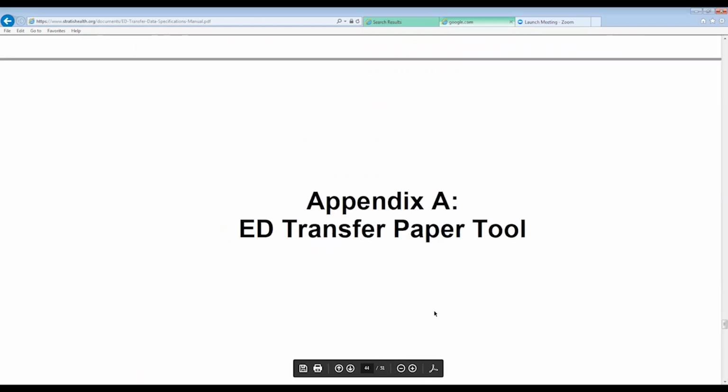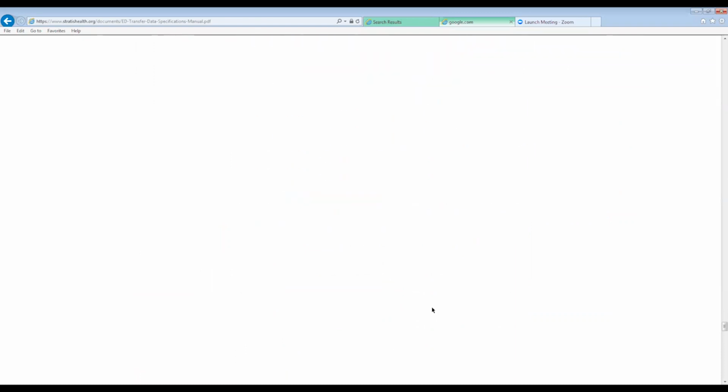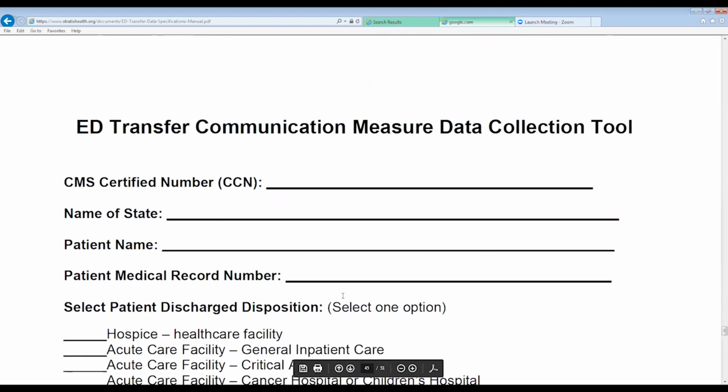If you aren't aware of this manual and it's the first time you're looking at it, there is a paper tool for some people who don't like to enter right into an online tool. The paper tool has all of the questions.